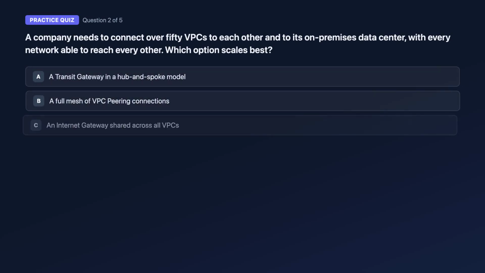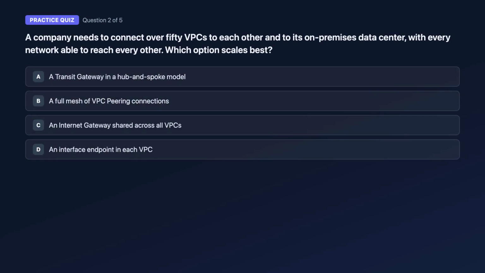Question 2. A company needs to connect over 50 VPCs to each other and to its on-premises data center, with every network able to reach every other. Which option scales best? A. A transit gateway in a hub-and-spoke model. B. A full mesh of VPC peering connections. C. An internet gateway shared across all VPCs. Or D. An interface endpoint in each VPC. Think about which constraint matters most here.